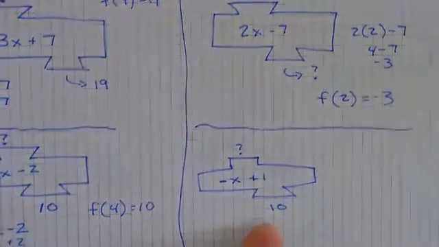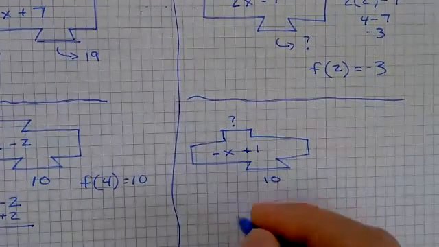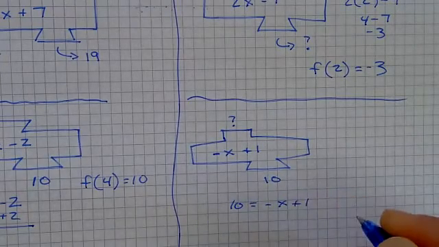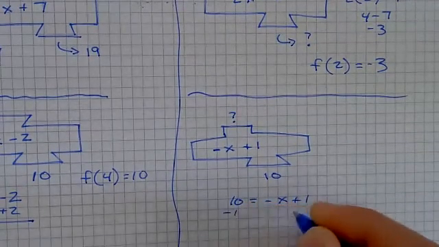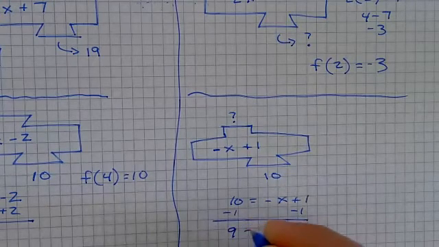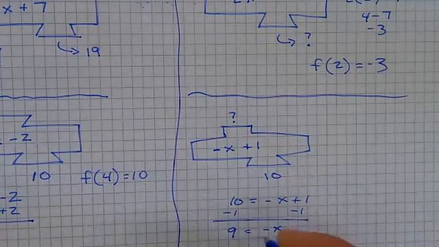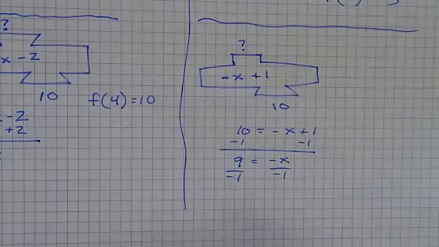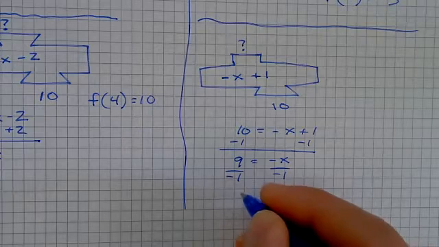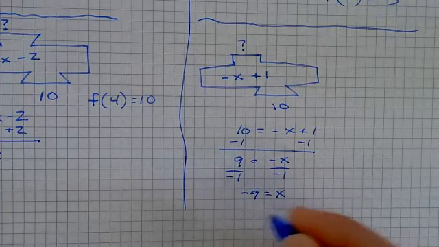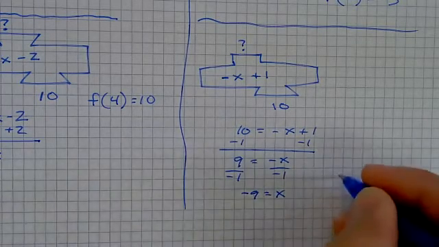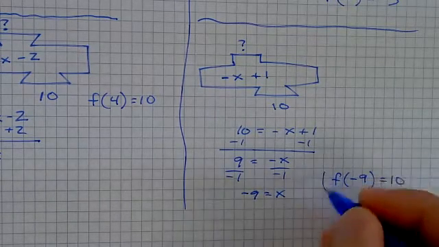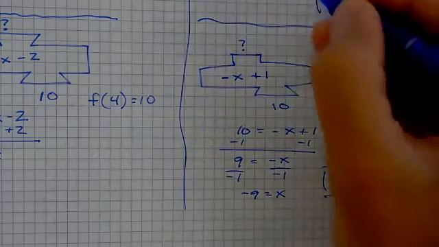Second one, you're being given the output. So you get 10 equals negative x plus 1. Subtract 1, get 9 equals negative x. Got to divide by negative 1 to get the negative off of the x. So now negative 9 equals x. So that would be my input. So f of negative 9 equals 10 would be my answer there.